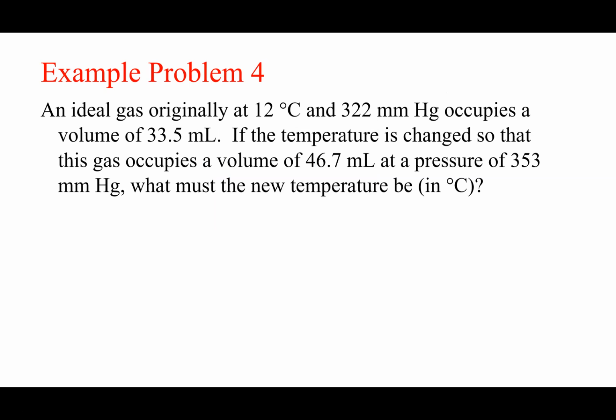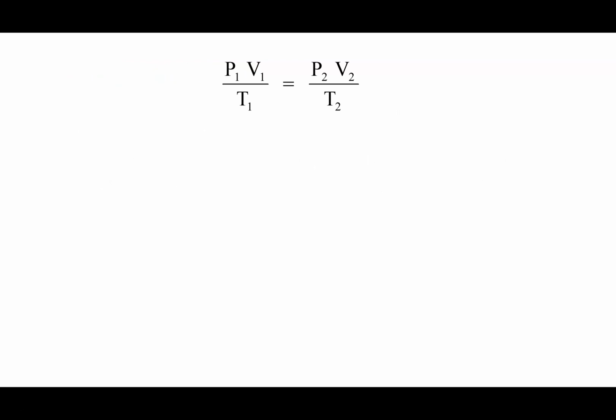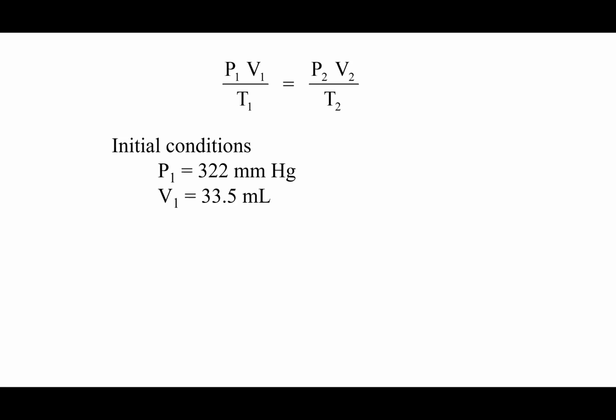So let's look at this. We have a state 1 and a state 2. The next slide does a good job of what I would usually do. You're going to see on the next slide where I put my state 1 here, my state 2 here, and I knock out my P, V, and T for both states. State 1 pressure, 322 millimeters mercury. State 1 volume, 33.5 milliliters. State 1 temperature, 12 degrees Celsius.